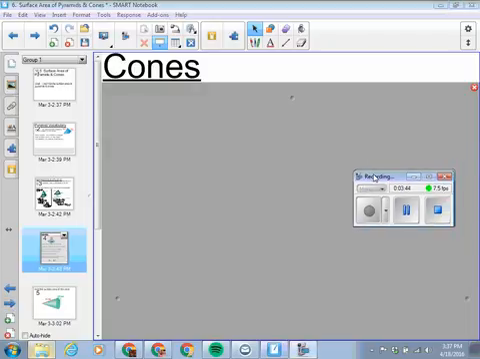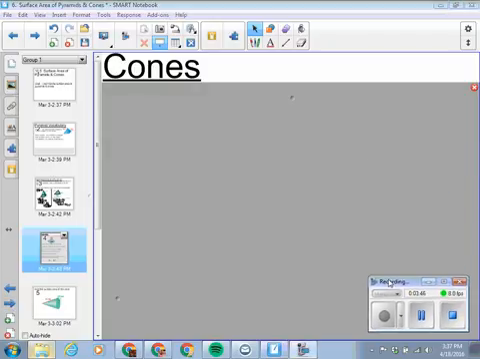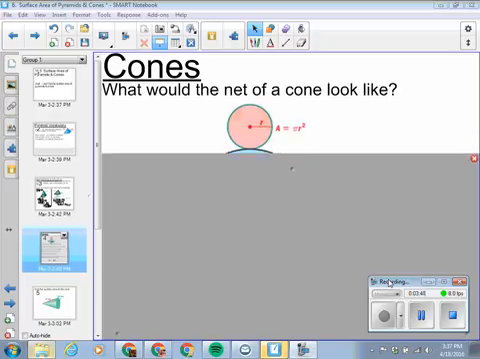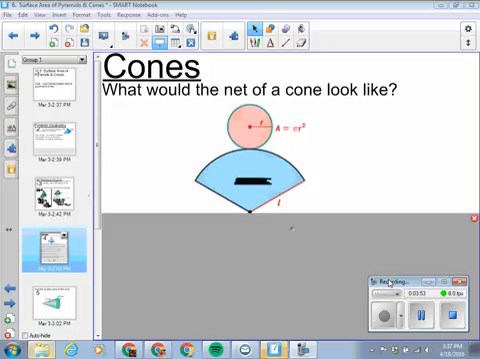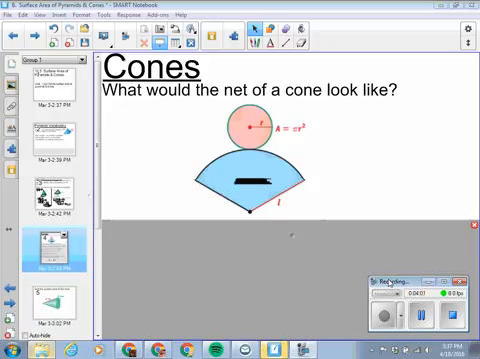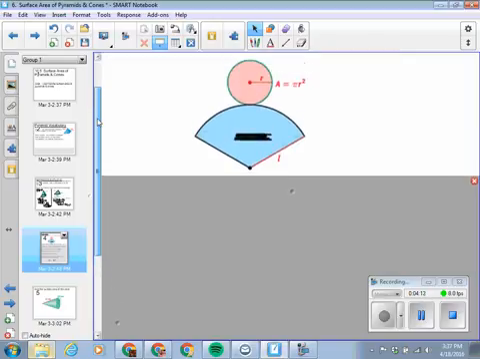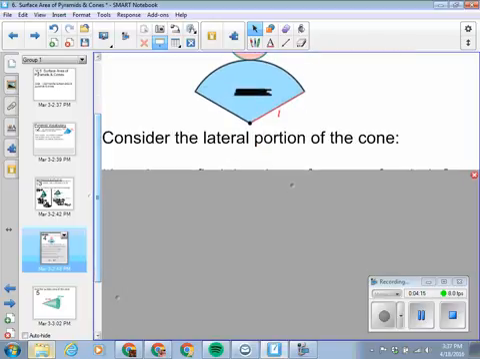Next, let's look at cones. Cones are a little bit different. So here's the net of a cone. If you look at it, we've got a circle on top and kind of an interesting shape on the bottom. It's almost like a baseball diamond, but it's rounded off, kind of like the dirt area behind the bases. Bottom line, it's not a traditional shape that we're used to seeing. So we have a little work to do with this: the lateral portion of the cone, which is that weird looking shape.